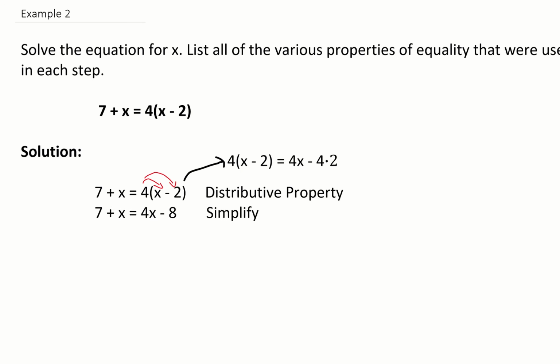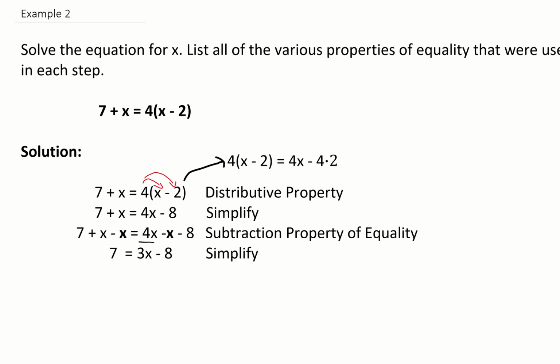Now we're just simplifying that, right? So 4 times 2 is 8. So we just simplified. So that step is just simplifying. And now what we're going to do is move the X over to the other side. And so we're going to subtract X on both sides, which means we're using the subtraction property of equality. And now we've got no more X's on the left side, right? Because that X on the left side canceled out. And so we're going to simplify this. And we know that 4X minus X is 3X. And then X minus X cancels.